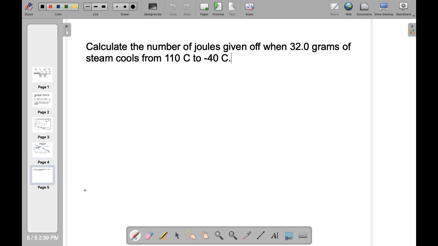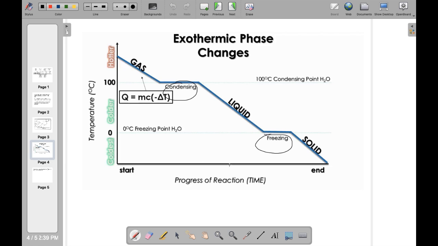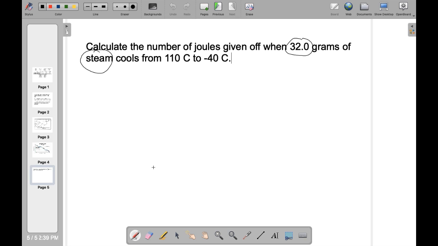Let's go ahead and do a practice question really fast. Calculate the number of joules given off when 32 grams of steam cools from 110 to minus 40. So this is a question based on this type of phase diagram. We haven't done this before, but it's exactly the same concept.